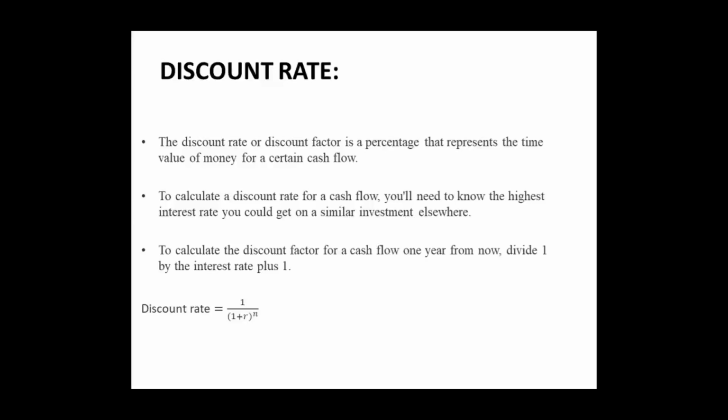In our initial class, we have seen that the main factor, the reason for which there is time value of money, is interest. Now, to calculate this discount rate for the cash flow, you need to know basically what is the highest interest which you would get if you would invest that same amount somewhere else. As we know that interest rate is the main reason which causes time value of money, and that is why discount rate needs to take into consideration that interest.